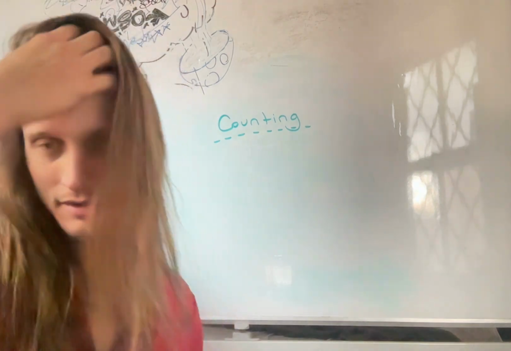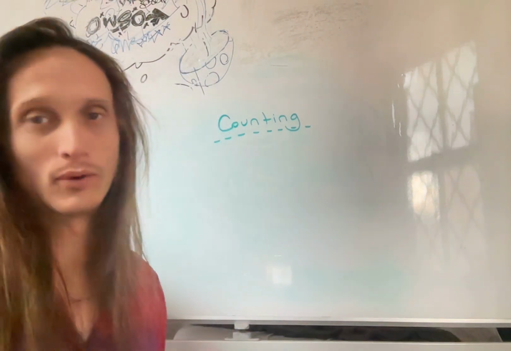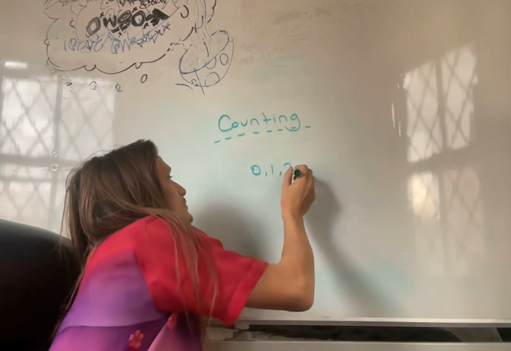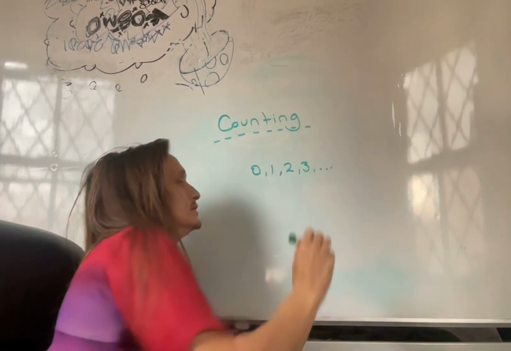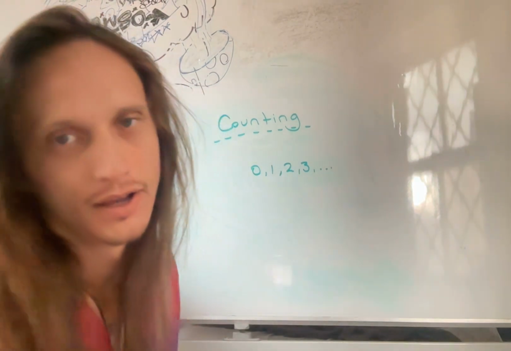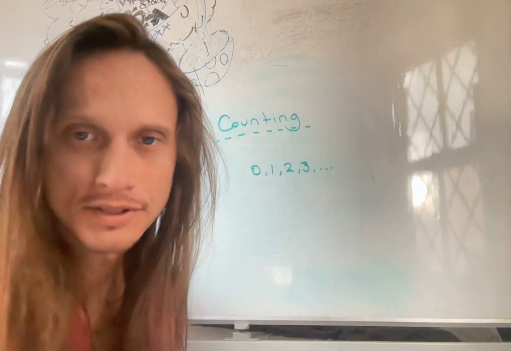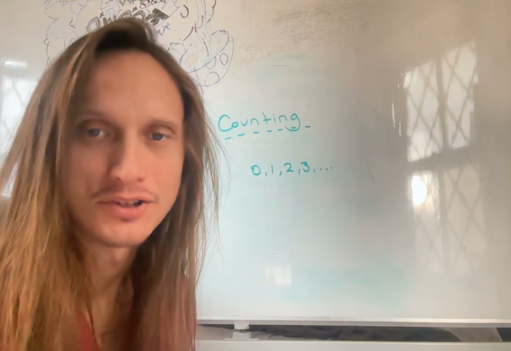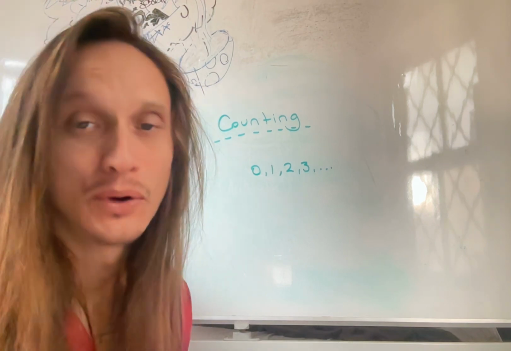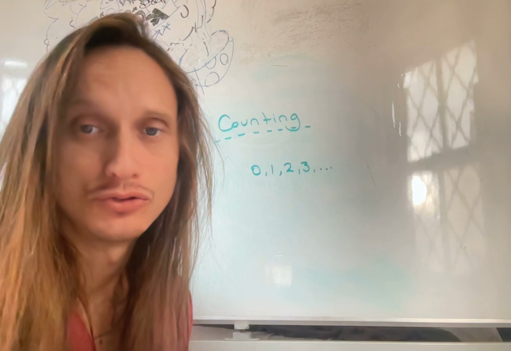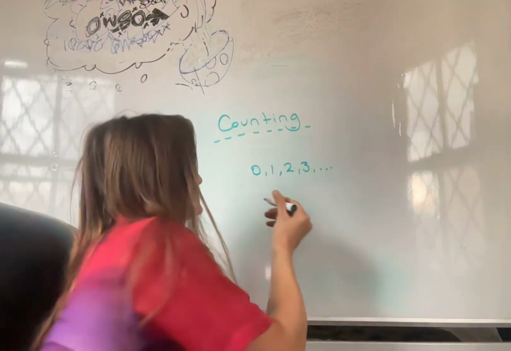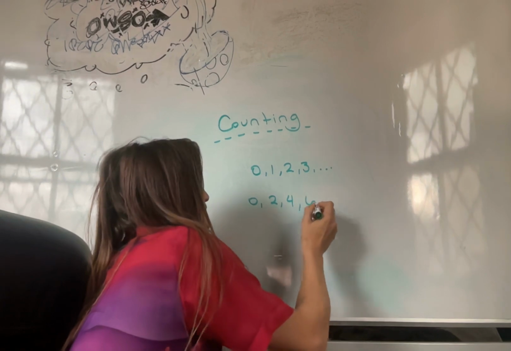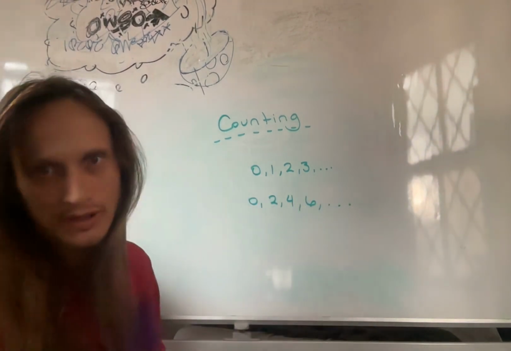Now, when people think about counting, usually we're going to think about counting by ones, right? The old 0, 1, 2, 3, and so on and so forth. But this is not the only way to count. It's a good, reliable way to count. It'll get you wherever you need to count to eventually. But we can also count by twos. We could count up, 0, comma 2, comma 4, comma 6, and so on.